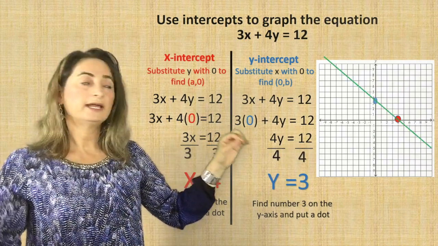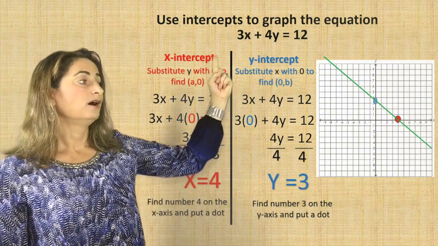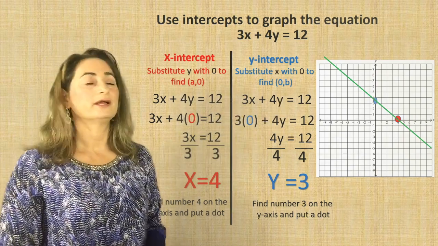Draw a line to connect them, so the green line will connect both dots, and that is the graph using the intercepts, the x-intercept and the y-intercept.